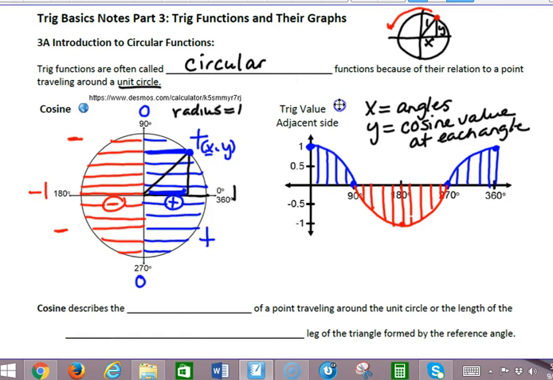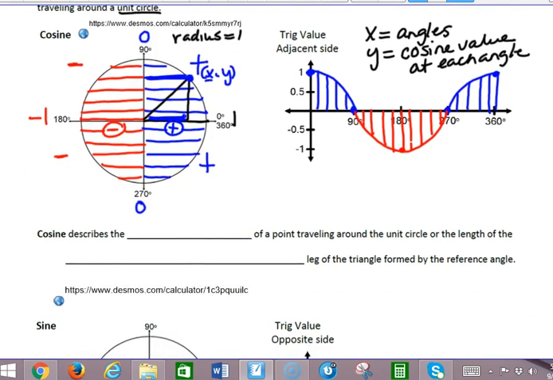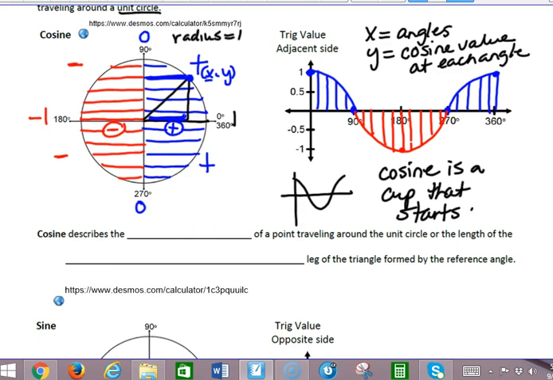So remember we talked about x, if cosine is x over 1, then cosine is just the x value of each point. Now to help you remember the cosine, I came up with kind of a corny little saying here. So here's the basic shape of a cosine graph. Looks like that. So I thought of this as cosine is a cup that starts up. Okay, starts up, it ends up, and it has a cup shape to it.